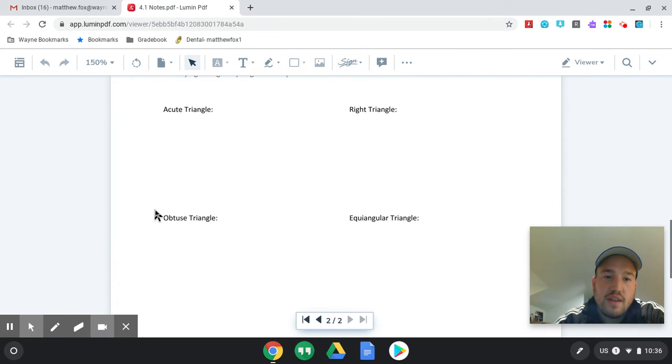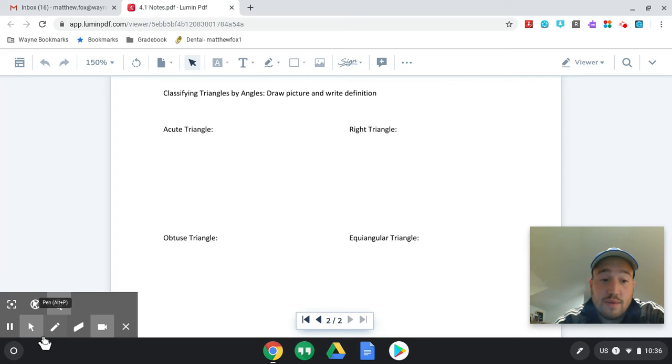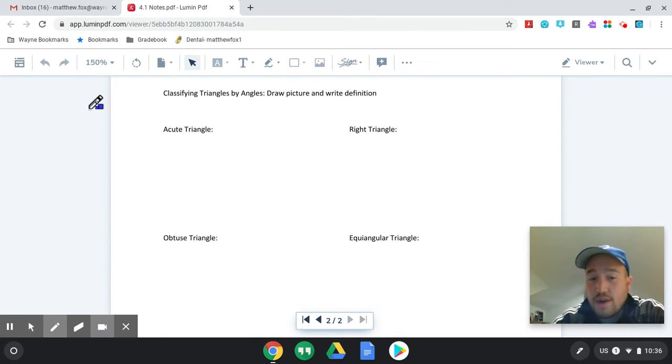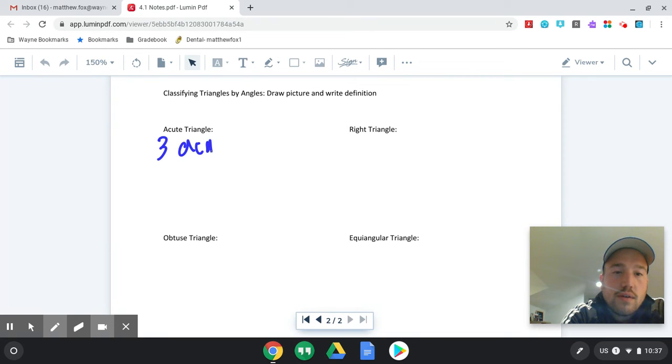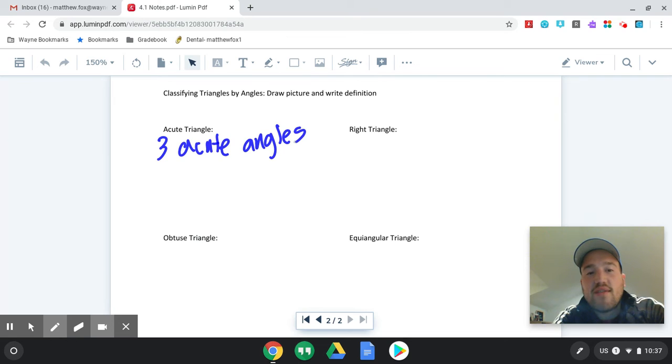Now, let's look at the other way we can classify triangles, which is based on the angles inside of the triangle. Now, as we said yesterday, we already know that all three angles have to add up to 180. However, the way they do that can change from triangle to triangle. So if it's an acute triangle, this means it has three acute angles. All three angles are acute, which means all three angles have to be less than 90 degrees, okay?